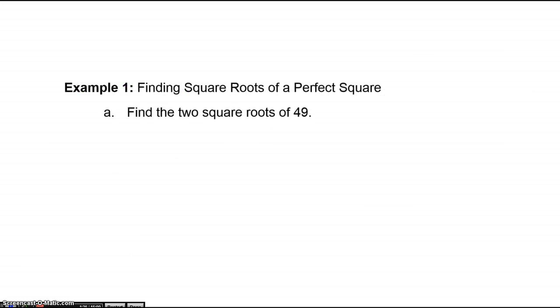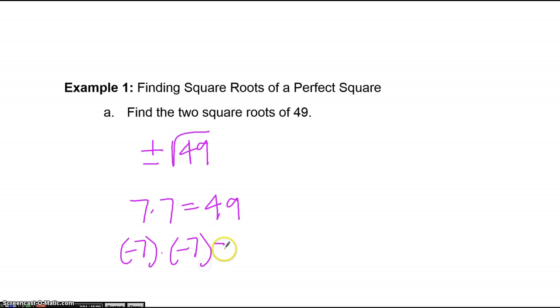Let's try some examples. I need to find the two square roots of 49. I'm going to have a positive and a negative square root of 49. I'm thinking of what two numbers multiplied by each other give me 49. I know 7 times 7 is equal to 49. I also know that negative 7 times negative 7 is also 49. So the answer would be plus or minus 7. This plus-minus sign means a positive 7 or a negative 7. You don't have to write the number twice.